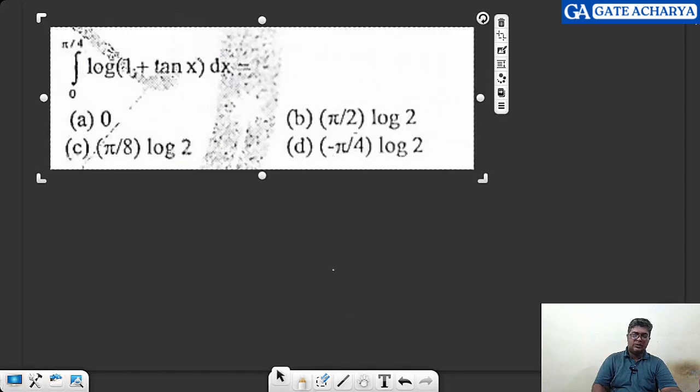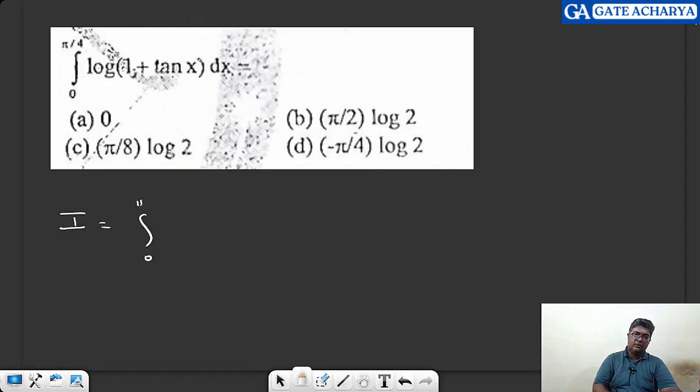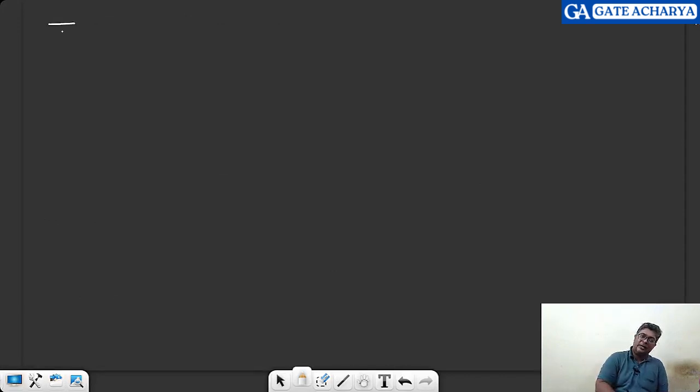Okay, let's try to work it out. Again, I is equal to the integral from 0 to pi by 4 of log of 1 plus tan x into dx, right? We can keep it as tan x and try to work it out. Let's convert into sine and cos. Let's go to the function again. Let me write it properly now. 0 to pi by 4, log of 1 plus tan x, right?